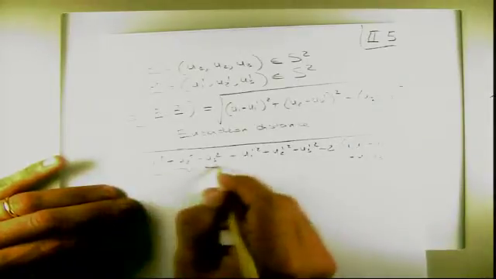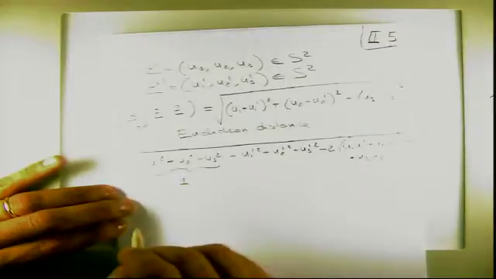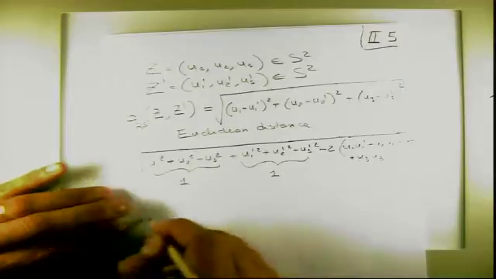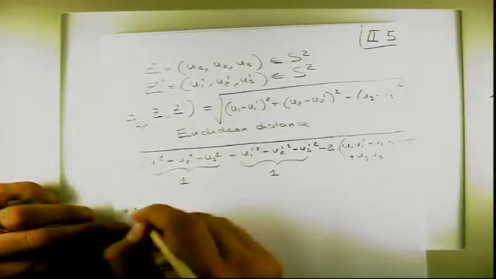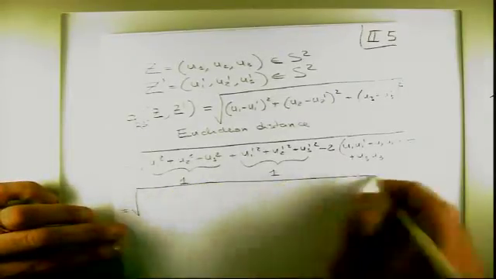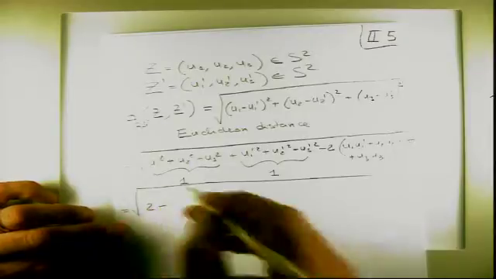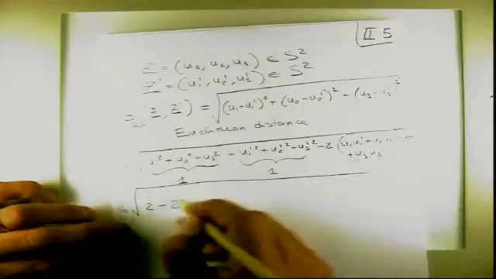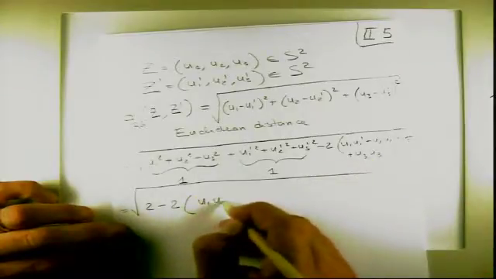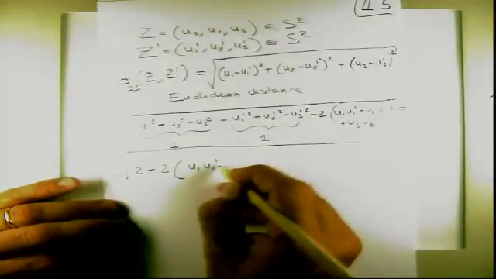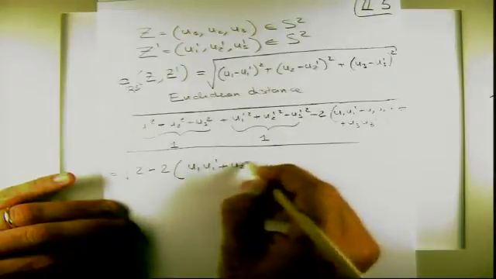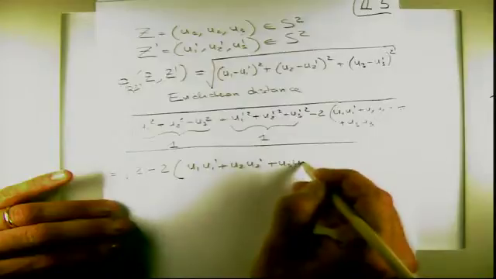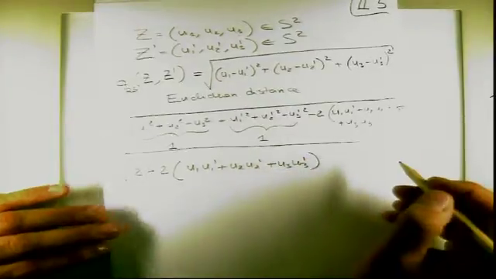Okay, this is 1 by assumption. This is 1 by assumption. Therefore, the distance we are considering is in fact 2 minus 2 times u1 prime plus u2 prime plus u3 prime, correct?